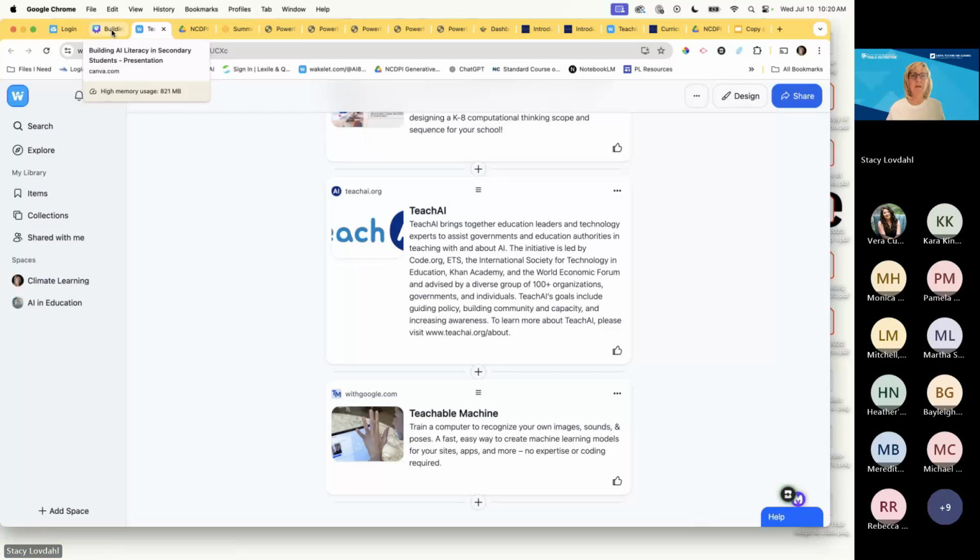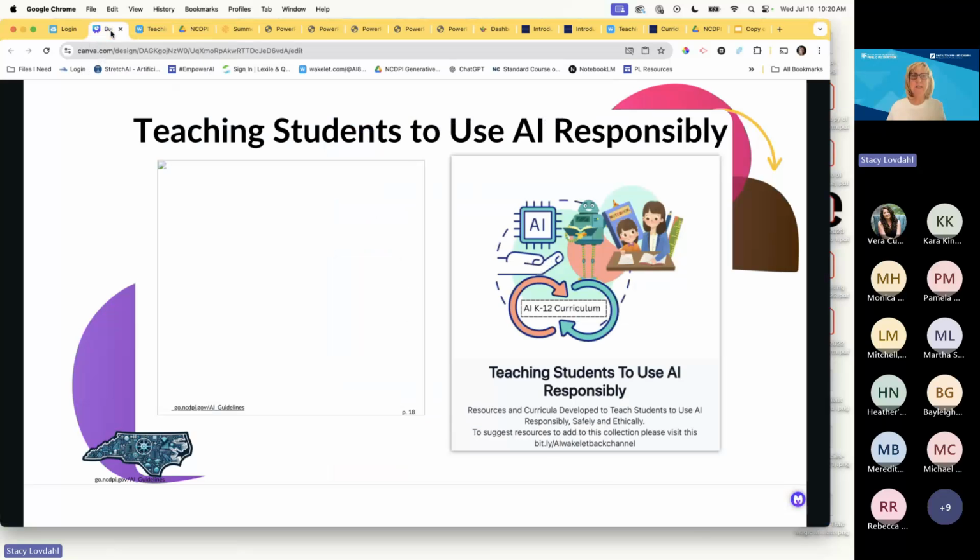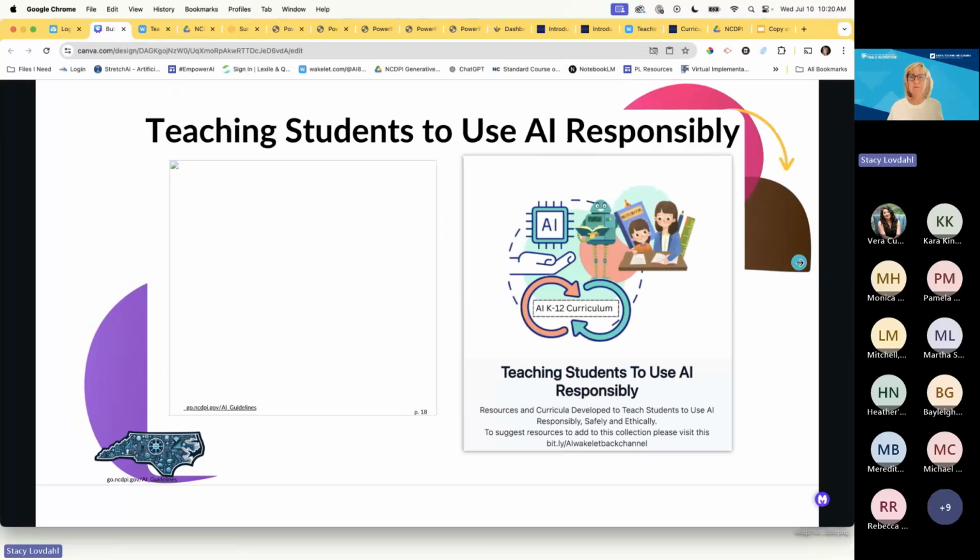Okay. So I'm going to pause right there for just a second and see if anybody has any questions in the chat before I move on to the first example. Okay, sounds like we're good.